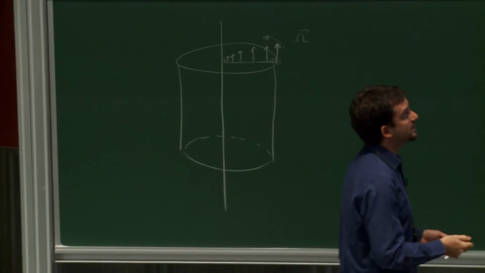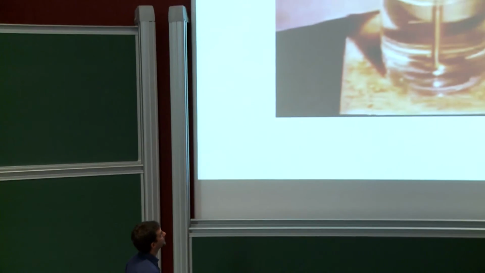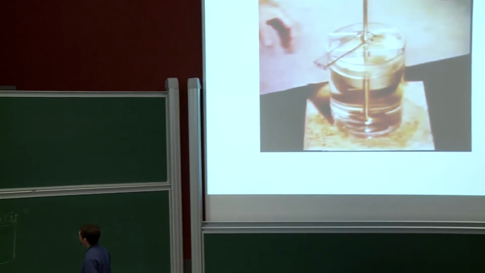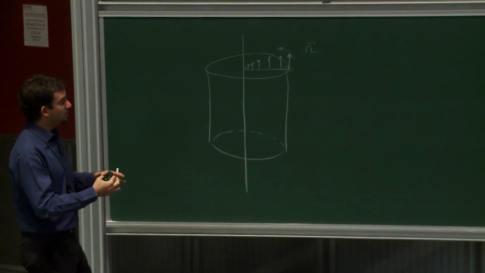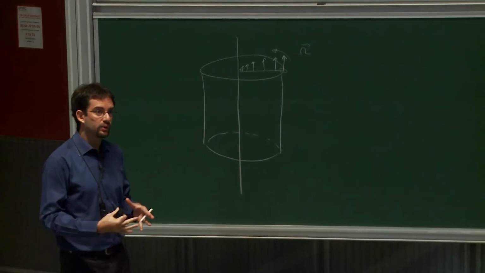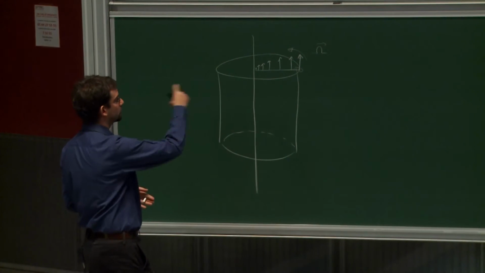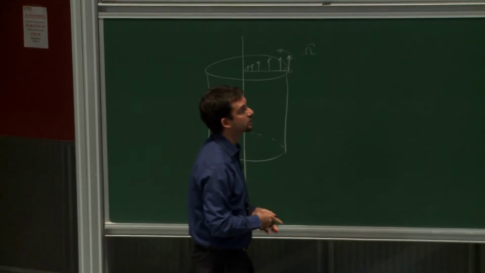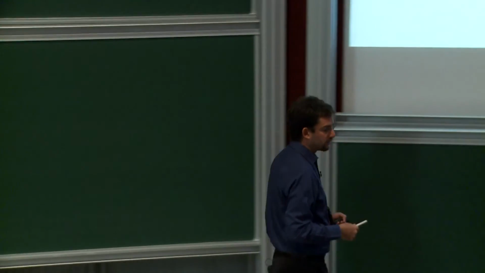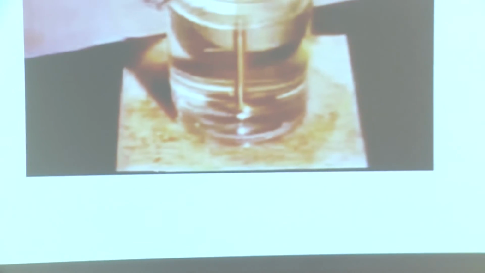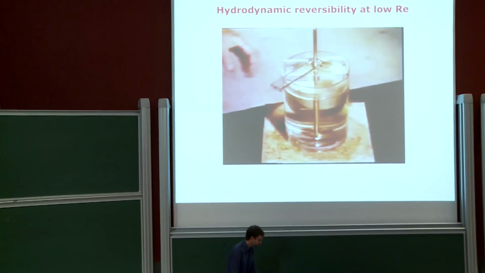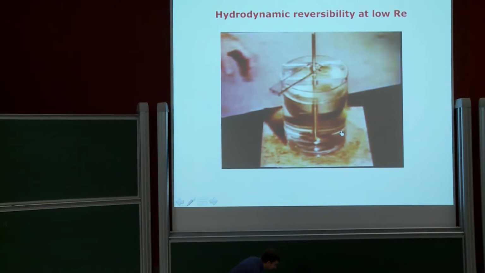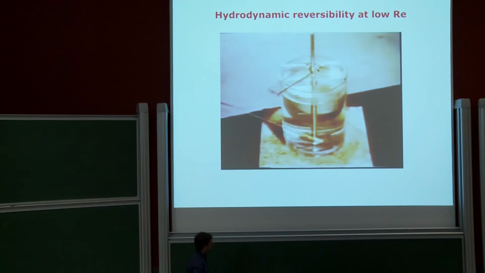And you can visualize this by putting a dye inside your liquid. But if you want to see something, then you need to make sure that during your experiment, the diffusion of the dye will be slow compared to what you're doing with the advection of your fluid. So that means you want a large Schmidt number. And this is the experiment.